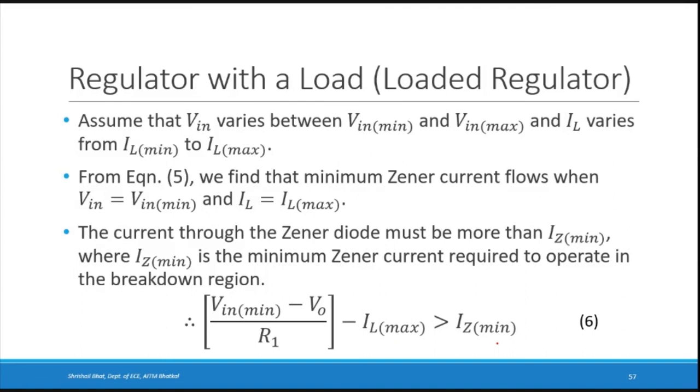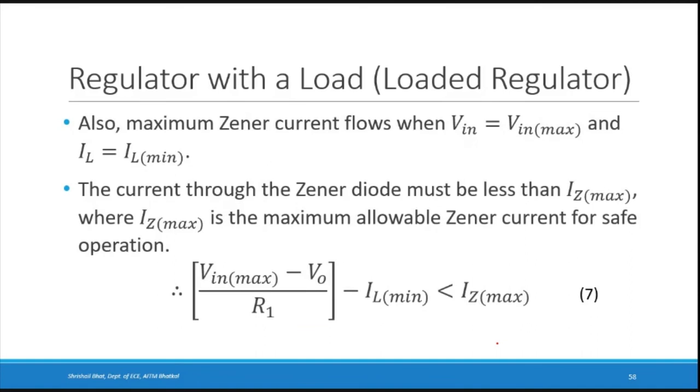So then also the maximum Zener current flows. Maximum Zener current flows when Vin is equal to Vin max and IL is its minimum value, as I have shown you in the diagram. The Vin has to be maximum and IL has to be minimum when the Zener current has to be maximum. So the current through the Zener diode must be less than that maximum value, so that it is in the safe operation region.